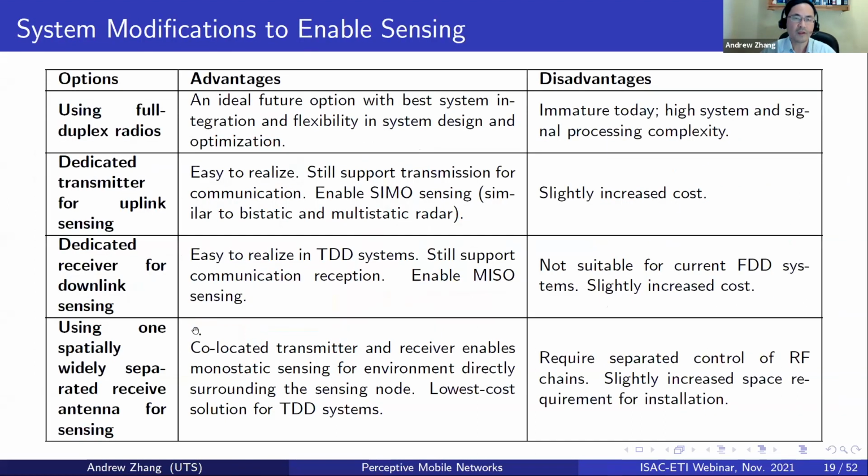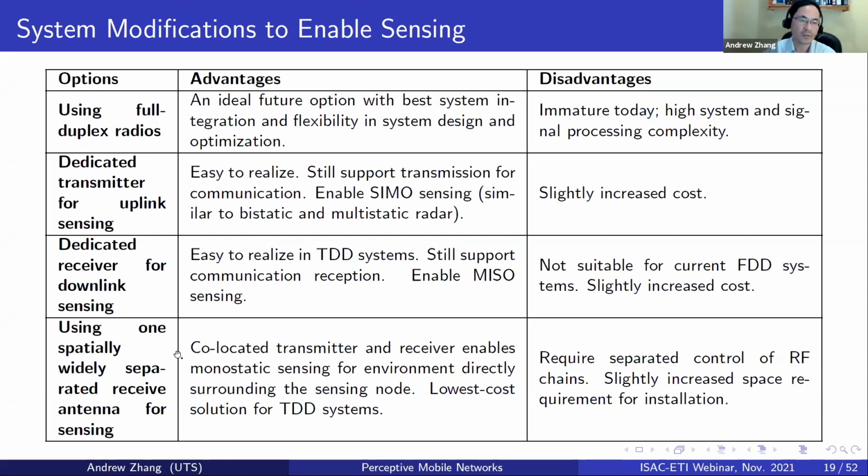These are the potential suboptimal near-term solutions. We think there are two near-term solutions that are particularly attractive. One option is uplink sensing. We don't really need to have a clock locked between the transmitter and receiver. We can use signal processing to resolve this clock asynchronism issue. We will discuss more details shortly.